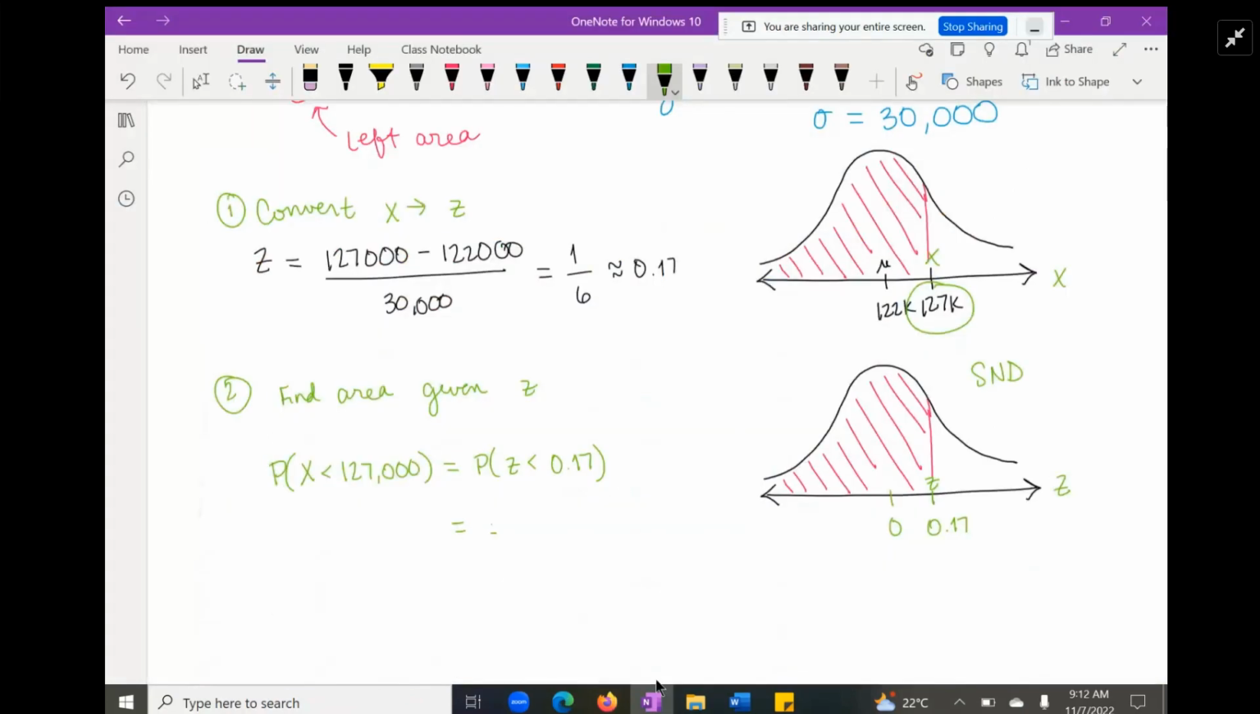So we didn't have to do too much here to actually find the area, because for other cases, like if it's to the right or in between or two-tail, then you have to do some extra work. Okay, but this one was really easy. All we had to do was find the area on the chart and we're done.